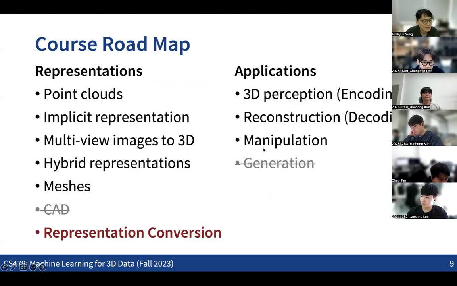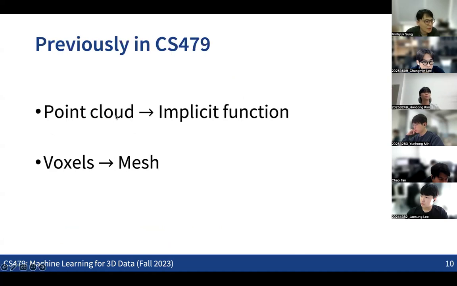Okay, so if we just recap the roadmap that we are seeing in this course, now we are going into how we do some kind of conversion from one representation to the other. Let's see how we can do the conversion from the point cloud, the implicit function, and the voxels into the mesh.